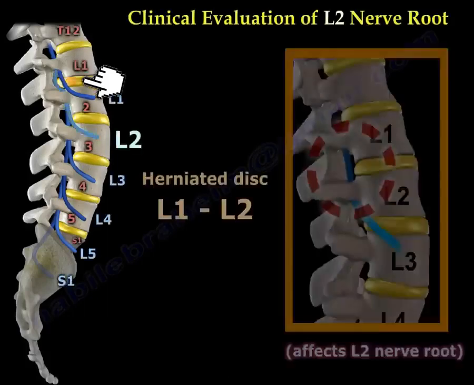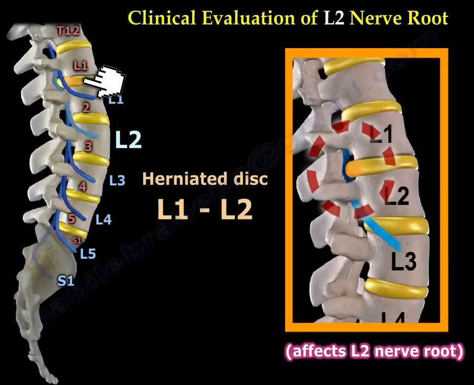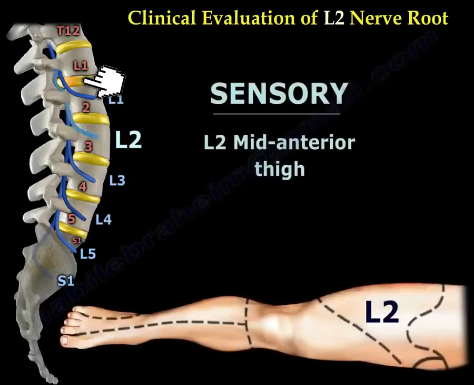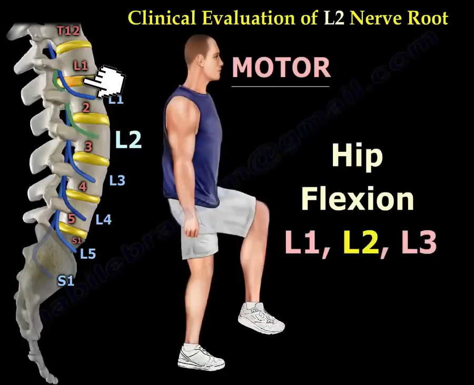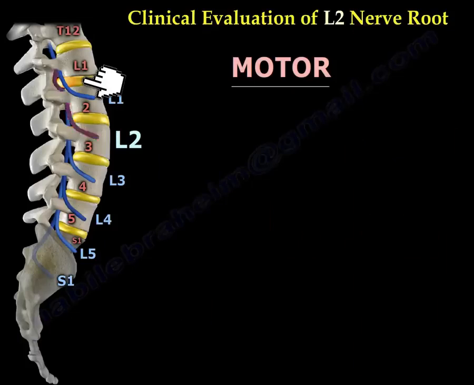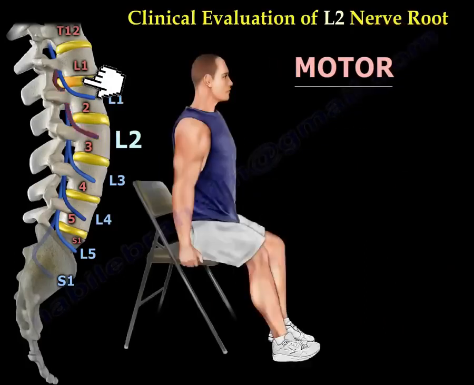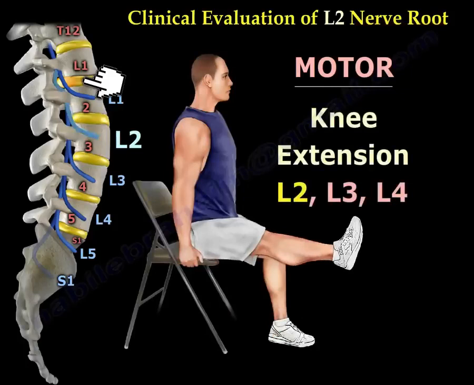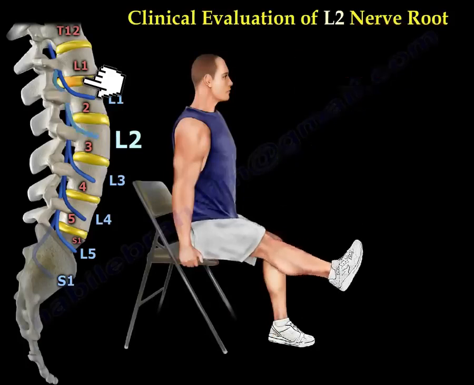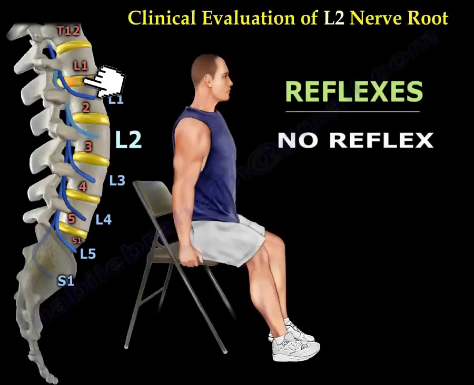Disc herniation between L1 and L2 will affect the L2 nerve root. The sensory changes will be in the L2 mid-anterior thigh. The motor will be hip flexion, L1, L2, and L3. Hip adduction is L2, L3, and L4. Knee extension is L2, L3, and L4. There is no reflex for the L2 nerve root.